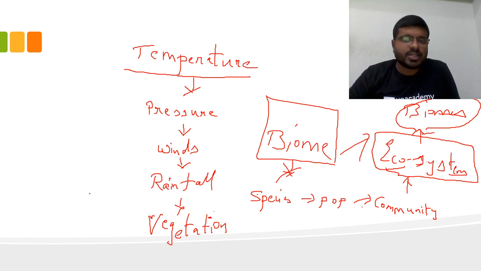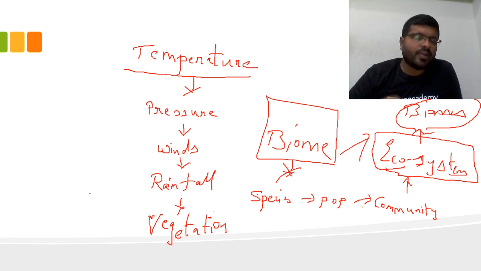I hope this linkage is clear: from temperature to pressure, pressure to winds, winds to rainfall, rainfall to vegetation. Because of this linkage, there will be a certain impact. Why is there an evergreen forest? Because the vegetation of evergreen forest is a product of extra high rainfall, which is because of high temperature. Yes. High temperature, high evaporation, more rainfall, more vegetation.